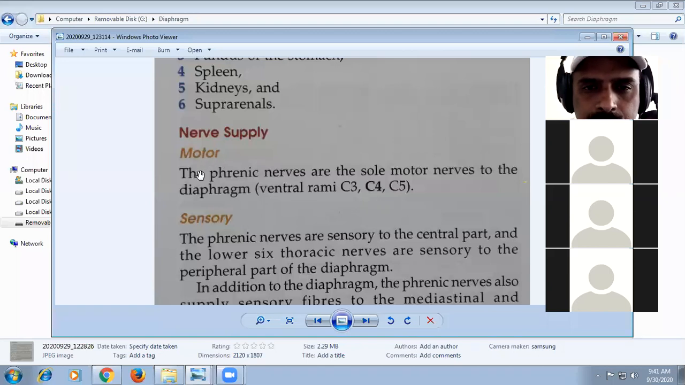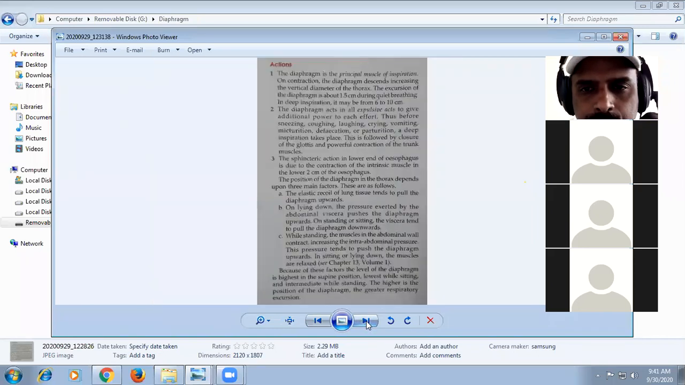And this is all about the motor nerve. For sensory supply, the phrenic nerves are sensory to the central part, and the lower six thoracic nerves are sensory to the peripheral part of the diaphragm. So central tendon and peripheral part, you have to remember the six thoracic nerves and the phrenic nerve. This is all about the nerve supply of the diaphragm.